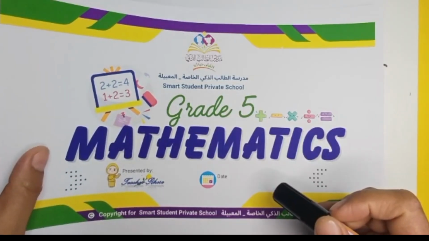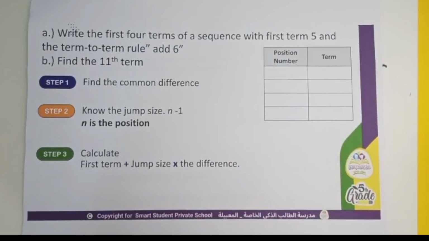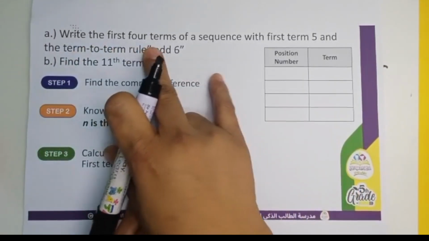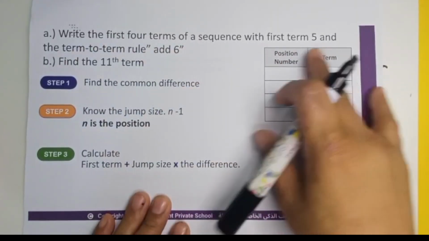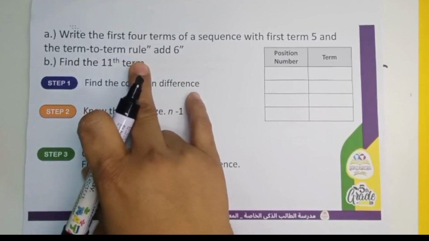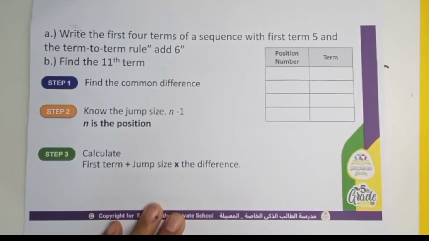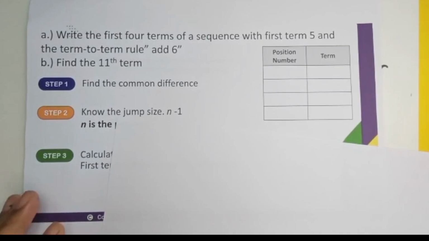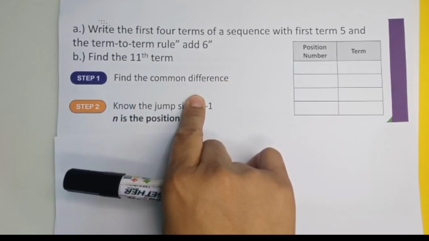Okay, so for today's lesson in grade 5, we studied finding the terms in a given sequence. Let's have an example. Write the first four terms of a sequence with the first term 5 and the term to term rule adds 6. We studied yesterday that in a given sequence we have the term to term rule. With this given, the first step is to find the common difference.